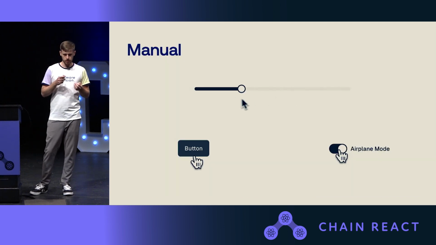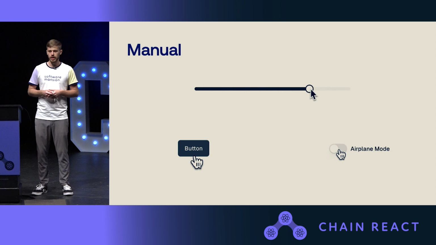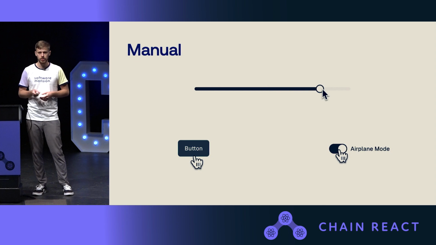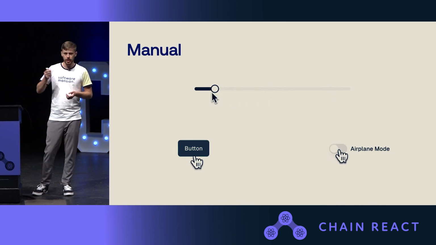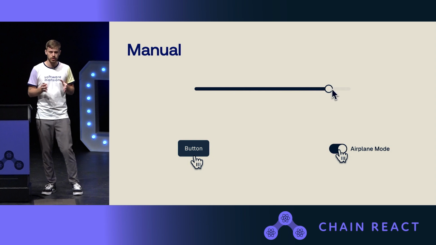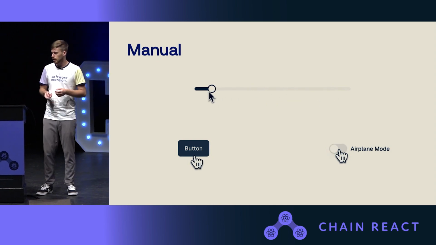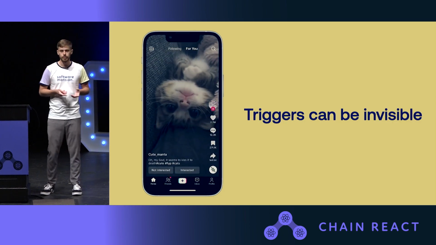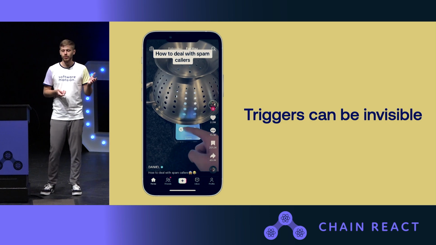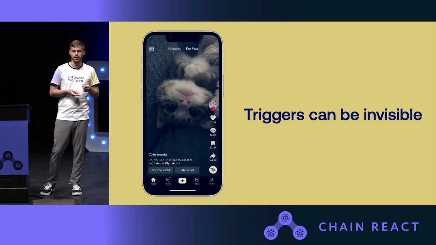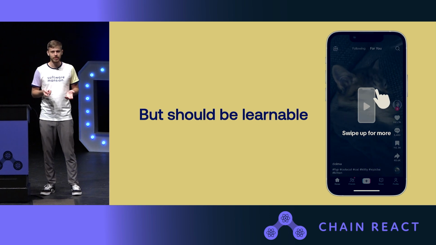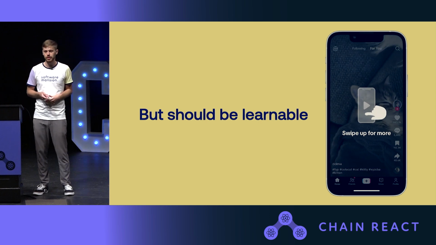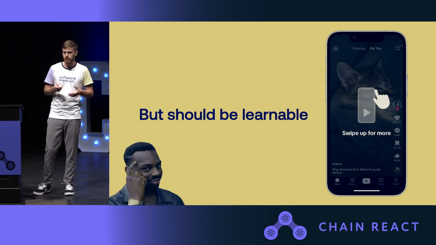Manual triggers are everything that the user has to interact with himself or herself. So we have buttons, sliders, toggles, also shake to dismiss, something where the user has to make an action, right? What's interesting about manual triggers is that they can be invisible. So how does a user know that you can swipe up for the next video? Well, they don't. You have to tell them. TikTok does a swipe up for more kind of animation. I think it's pretty cool. It's brilliant, I would say.